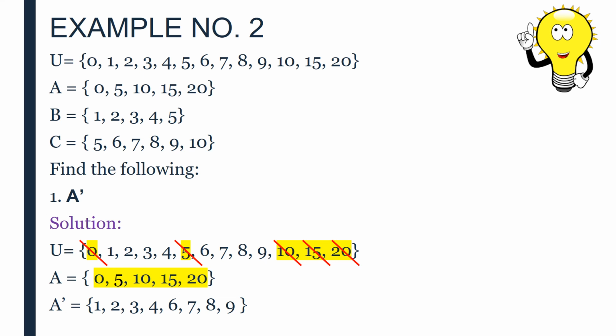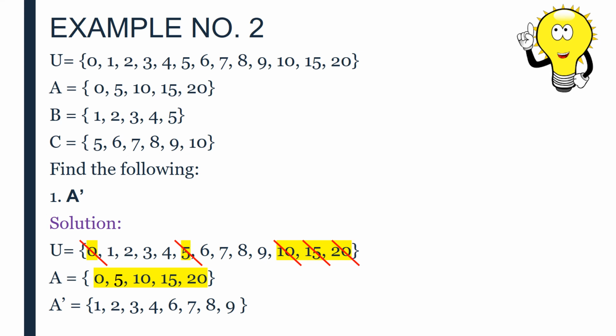Example number 2, so yung ating universal set ay 0, 1, 2, 3, 4, 5, 6, 7, 8, 9, 10, 15, 20. Yung ating set A ay 0, 5, 10, 15, 20. Yung ating set B ay 1, 2, 3, 4, and 5. Set C natin ay 5, 6, 7, 8, 9, and 10. So, kukunin natin yung A prime.